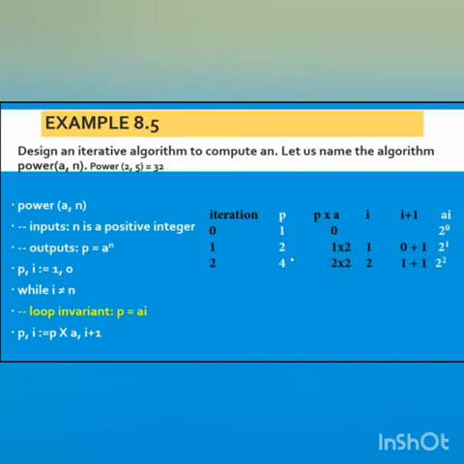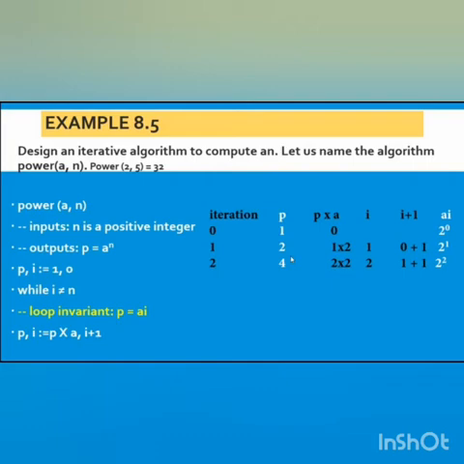Then the next iteration, 2. Now the p value is 2. Then p into a: the p value is 2, the a value is 2, so 2 into 2 is 4. Now the p value is 4. Similarly, the i value is 1, so 1 plus 1 is equal to 2. Now the i value is 2. Then a power i: the a value is 2 and the i value is 2, so 2 power 2 is 4 here.